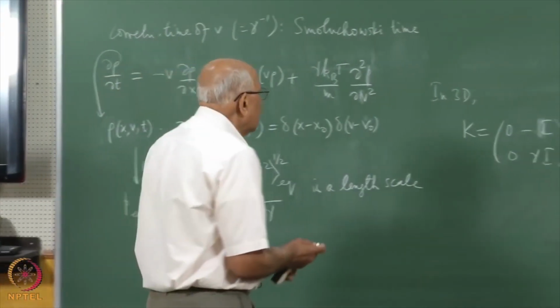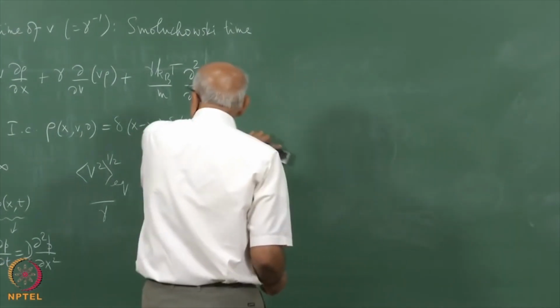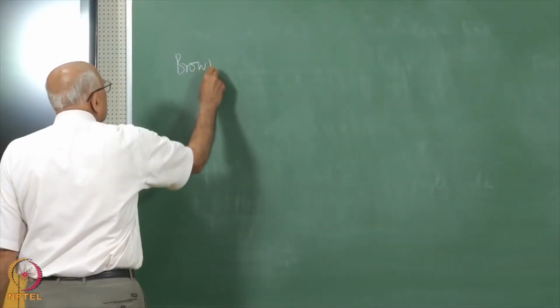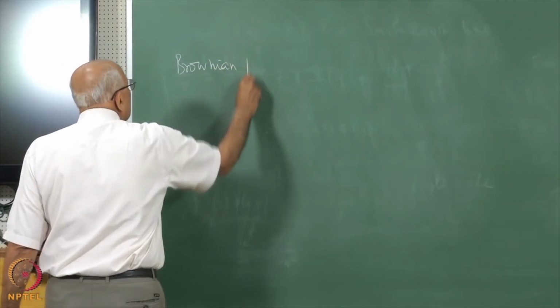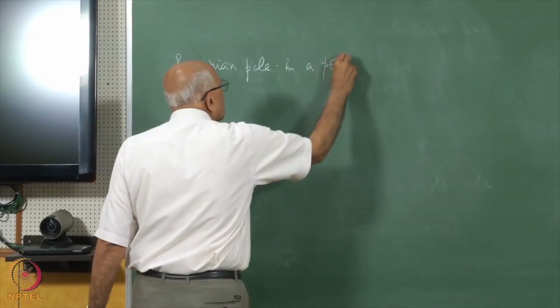Okay. All right. So, now let us turn to what happens when you have a potential. So, it is a Brownian particle in a potential.